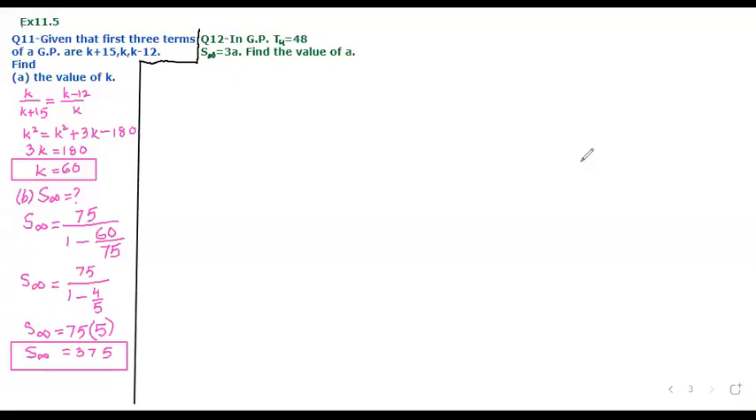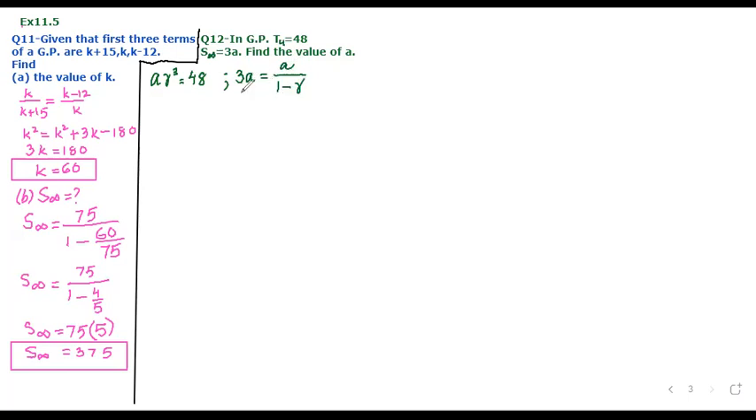Now, using the information in question number 12, we take T4 as 48. So this will be ar cube is equal to 48. We're using the formula for sum to infinity, the value of sum to infinity equal to a upon 1 minus r.